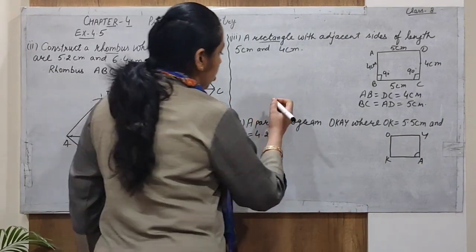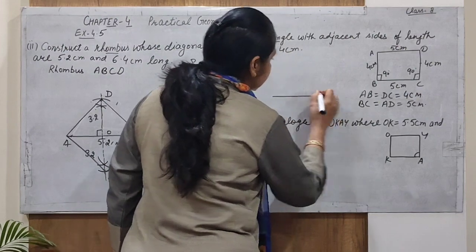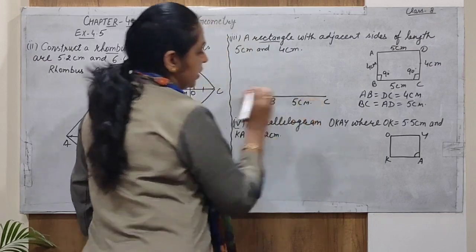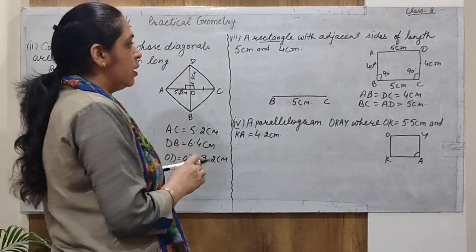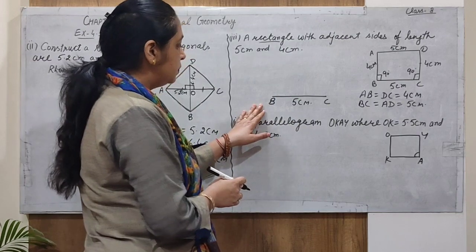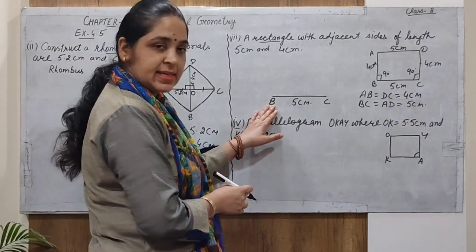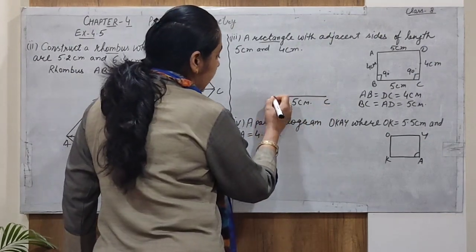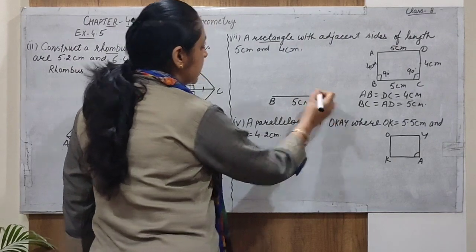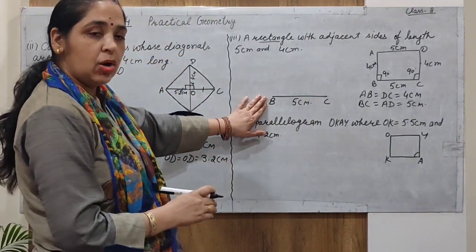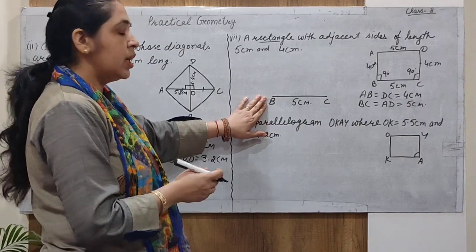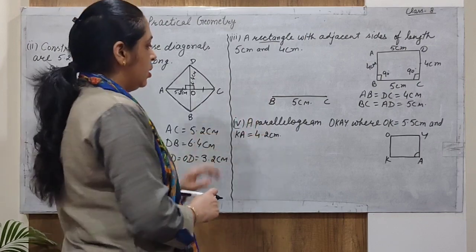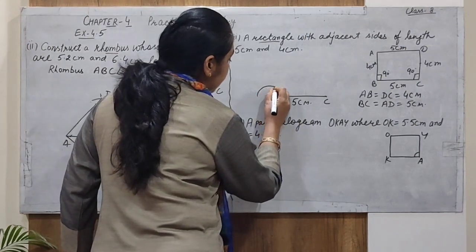Now let us start to draw a rectangle. Select a line segment BC as 5 centimeter, as the base of the quadrilateral. Now, by considering B as center and then C as center, draw an angle of 90 degree at B and 90 degree at C. You know very well how we can draw the 90 degree angle. You can use the compass or the protractor to draw a 90 degree angle.